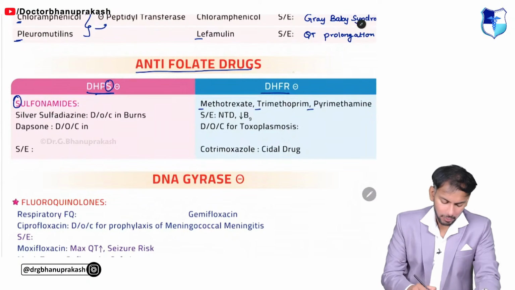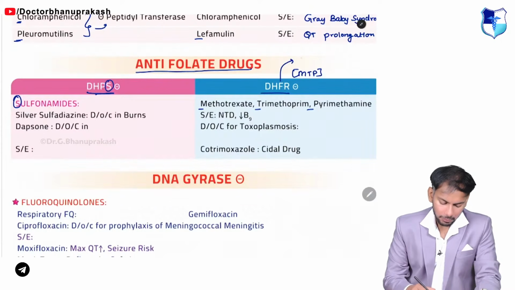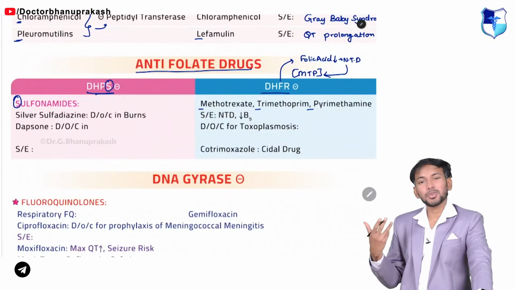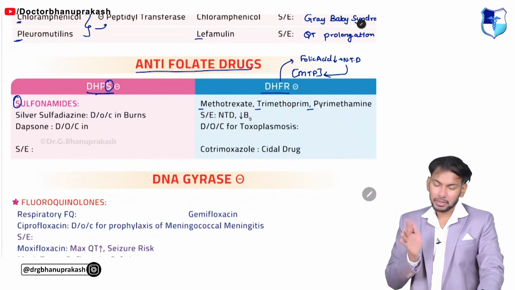How do you remember this? Remember this as MTP. Why? If you block DHFR, what will happen? Folic acid will reduce. If folic acid reduces, it will cause neural tube defects. If there are neural tube defects, what will you do? MTP. That is why remember it as MTP. Methotrexate, trimethoprim and pyrimethamine. That's all.